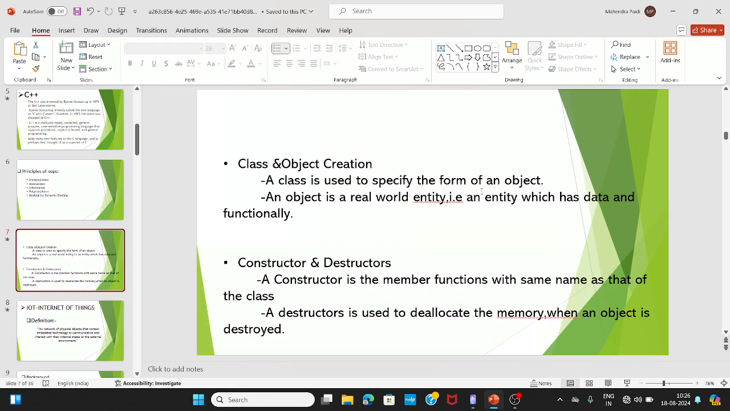Constructors and destructors. A constructor is a member function with the same name as that of the class. A destructor is used to deallocate the memory when an object is destroyed.